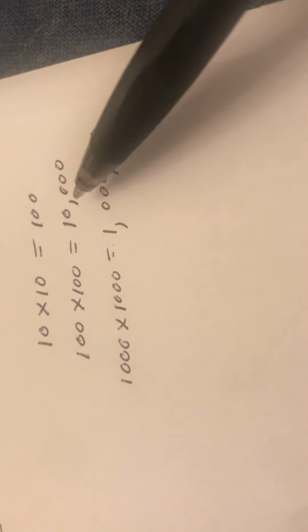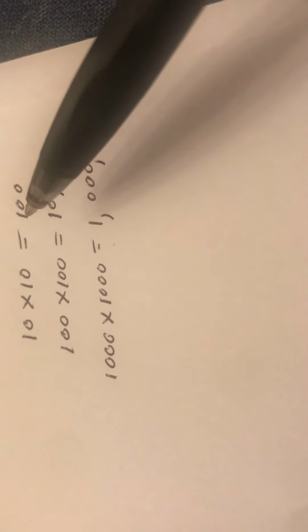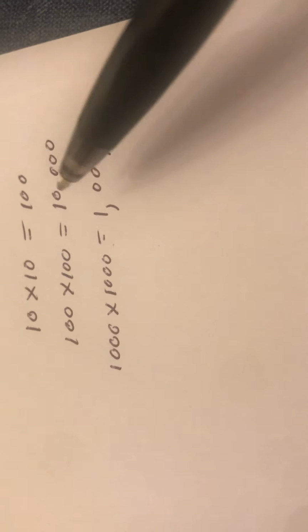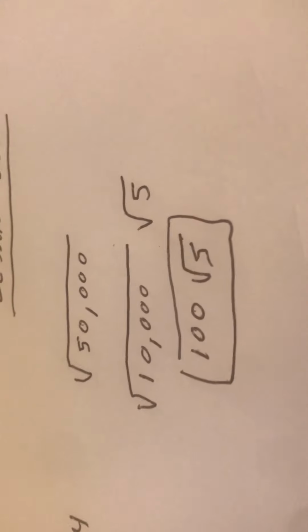So if you go backwards, the square root of 100 is 10. The square root of 10,000 is 100. The square root of 1,000,000 is 1,000. So you can see that these numbers all have an even number of zeros. 2, 4, 6. That's the key thing, the even number of zeros.